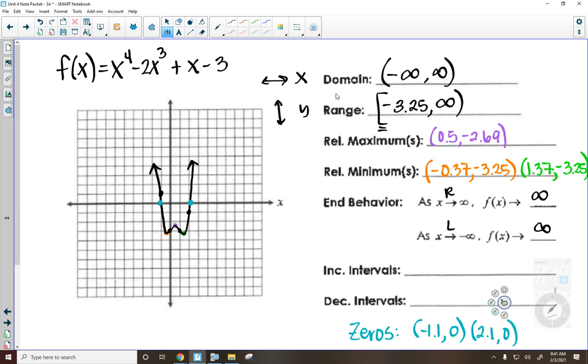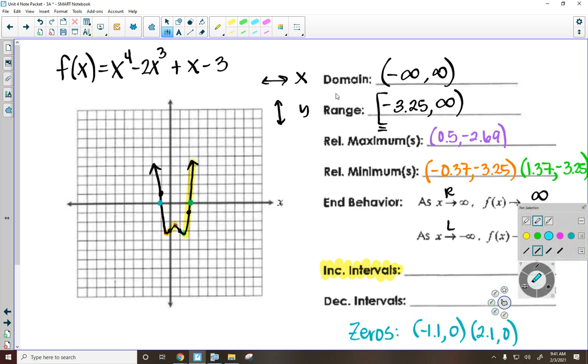For now, those increasing and decreasing intervals, I'm just asking you to color code. So I'll make the increasing interval yellow. Okay. Anywhere where there's a positive slope or it's increasing as you move to the right is where our increasing interval is. So there's the first one, and there's the second. And our decreasing interval I'll do with blue. That's going to be the other two regions.